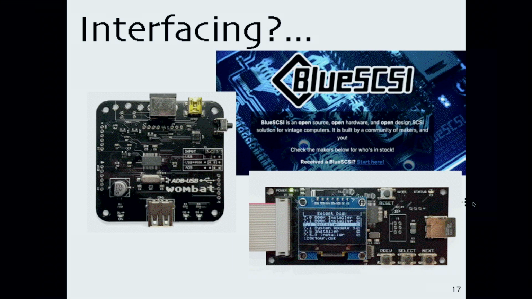If you want to interface older computers with the modern world, you need a bunch of helper electronics. Here's the ADB USB Wombat, if you want to plug a USB keyboard into an old computer, or vice versa. If you're trying to be retro and plug an old Apple keyboard into a modern computer, you can go the other way. It's a very cool device.